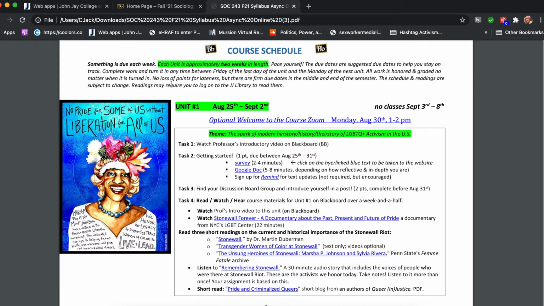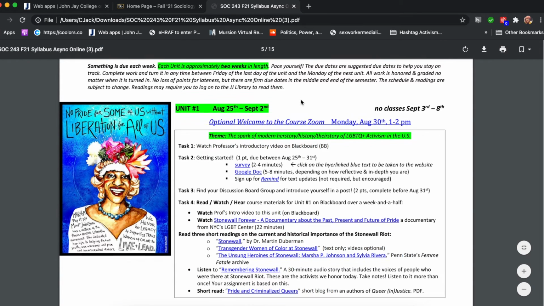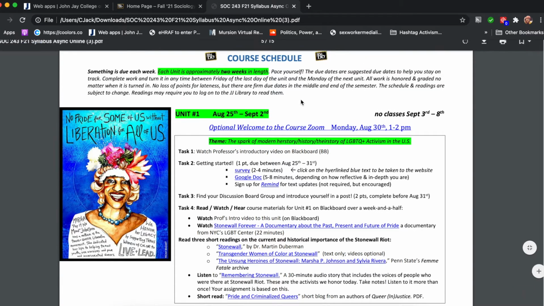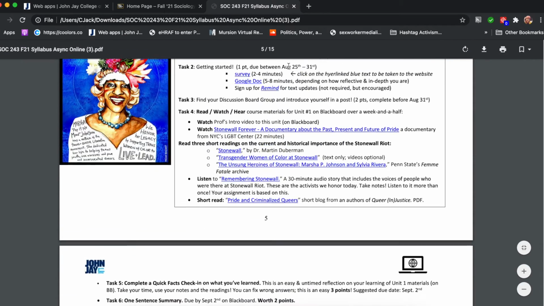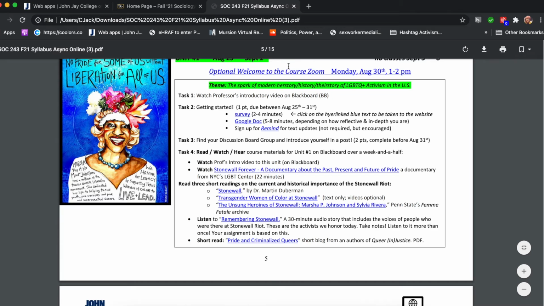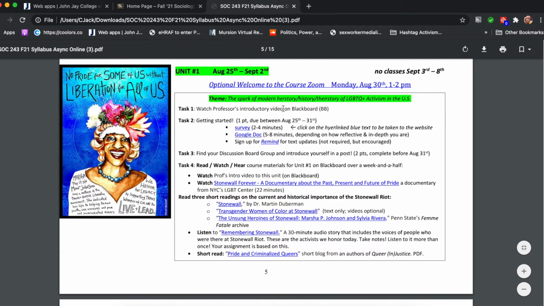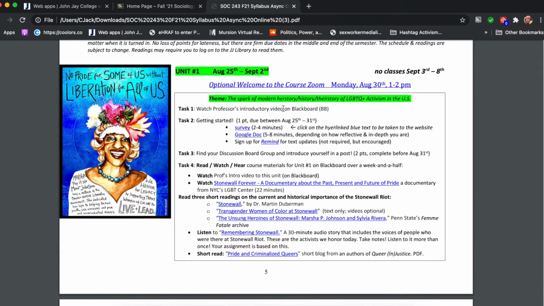So I have 8 units. Each unit is approximately 2 weeks in length, so pace yourself, right? Like you're not going to get all 6 tasks for Unit 1 done in one day. If you try to do that, you're going to get burned out, and you probably won't do very well, and you probably won't learn as much. You definitely won't learn as much.